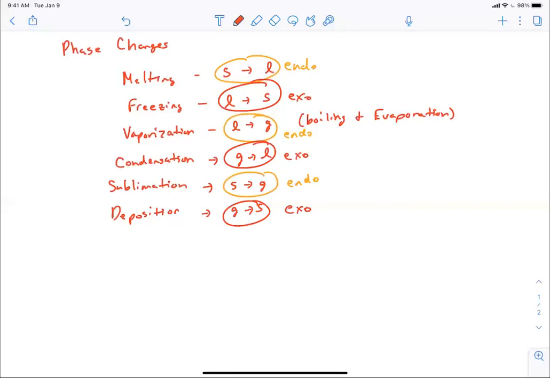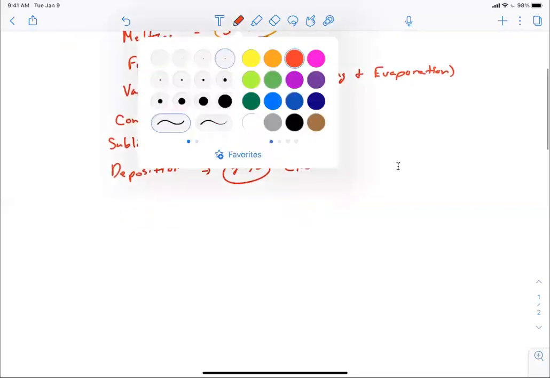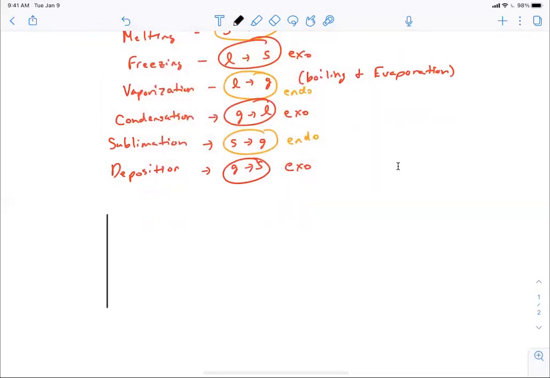The idea is that for the particles to get closer and closer together, their attractive forces have to increase. The only way they increase is if the particles slow down and are able to interact with each other more. That's how those IMFs increase. So differentiating between endothermic versus exothermic is part of the nature of matter and how things change. You also want to relate it to the heating curve.